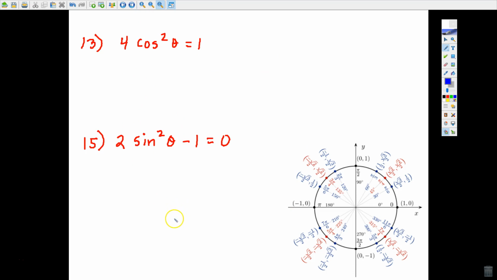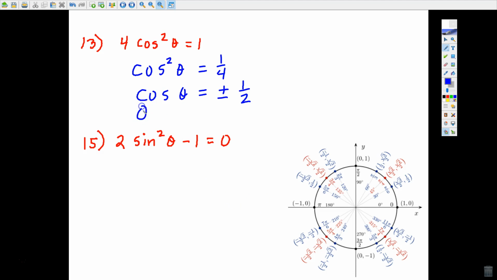Okay, let's take a look at another example. So once again, you're working toward isolating theta. So my first move here is going to be divide by 4 on both sides. And now think square root of both sides, and that just makes cosine theta. And the square root of 1/4. It's not squared, it's the square root of.